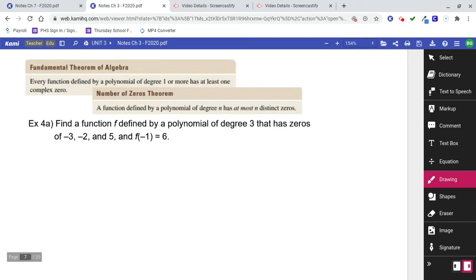The fundamental theorem of algebra says every function defined by a polynomial of degree 1 or more has at least one complex zero. And the number of zeros theorem says a function defined by a polynomial of degree n has at most n distinct zeros.